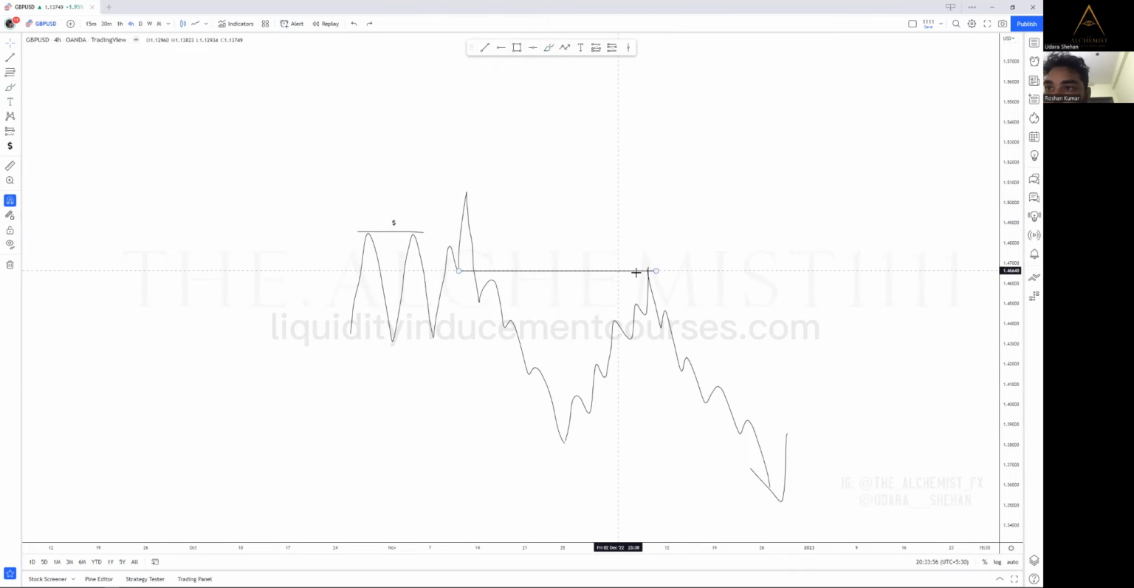So remember, an order block is just a price level. It is not a candle, it is not a wick, it's nothing else. It's just a price level. Something like that. Can you understand that? Hope that's clear.